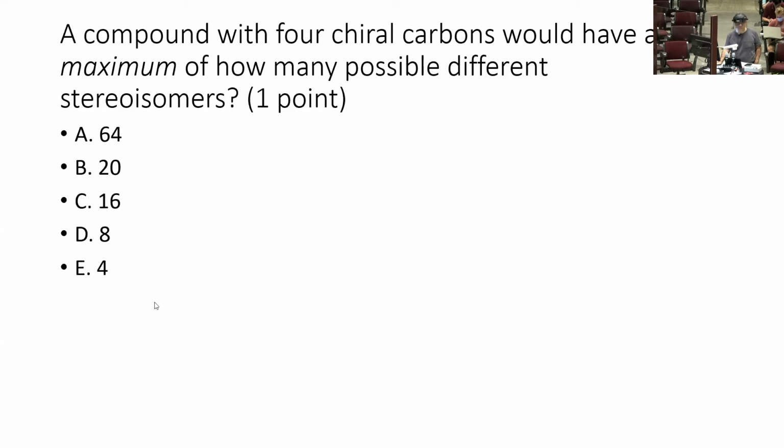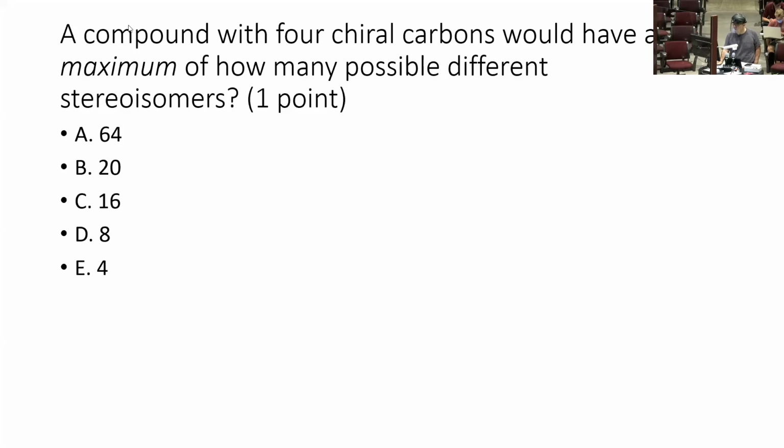Okay, well this one's hopefully fairly straightforward. I think we can dispense with it pretty quickly. So again, recall the formula for the maximum number of stereoisomers possible if you have n chiral carbons is 2 to the power n. Last I checked, 2 to the 4th power is 16. So I think that should be C, as did you.